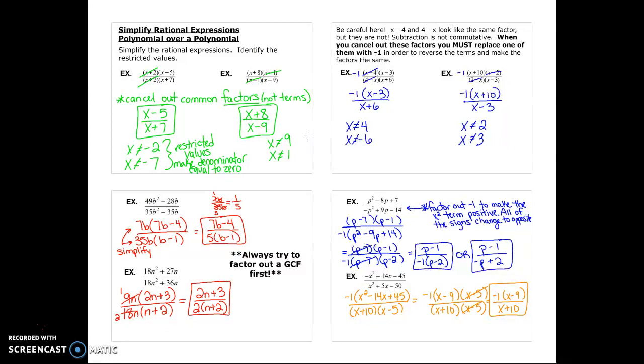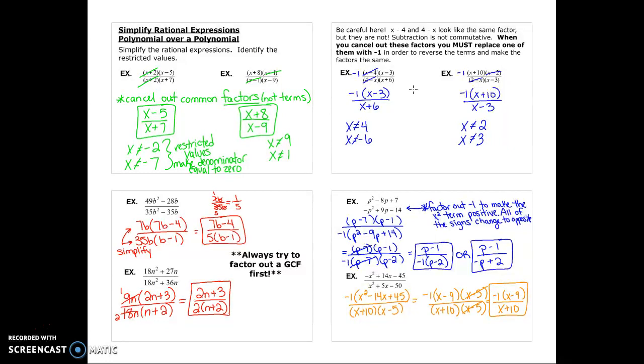Now, when we go to this second set of examples, you have to be really careful and make sure that these factors match exactly. Okay? In this first example, I have an x minus 4 in the numerator and an x minus 3. The denominator is a 4 minus x and an x plus 6. Even though this x minus 4 and this 4 minus x look very similar, they're not exactly the same. In my numerator, my 4 is negative, but in the denominator one, the 4 is a positive, which means they're not exactly the same. So they cannot cancel how they are written right now.